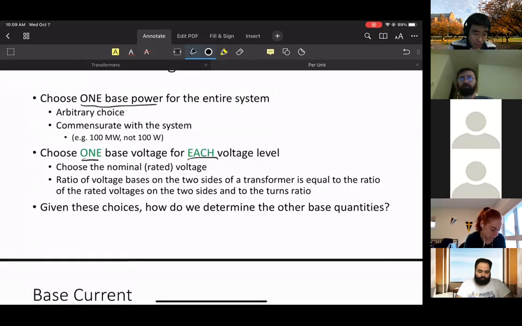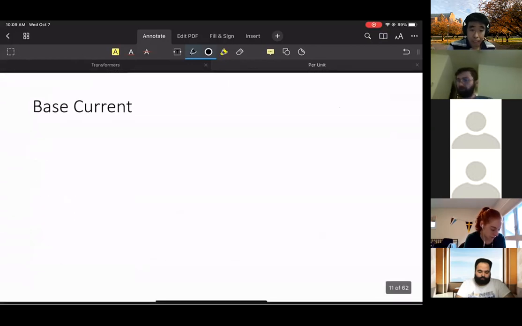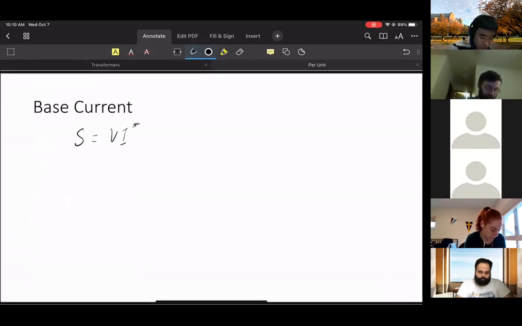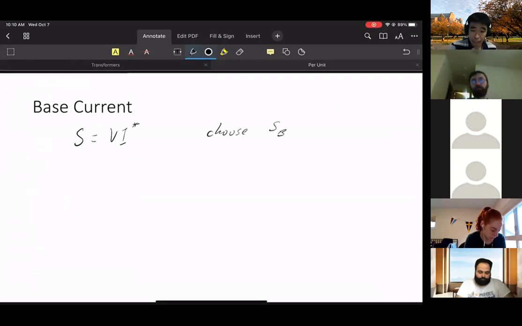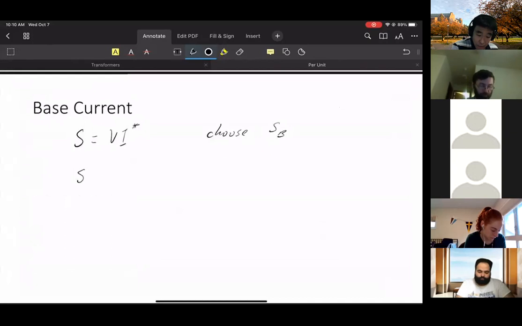So for example, how do we do base current? Let's think of what choice we have made: S equals V I star. We choose this base already. So what we have is the base as per unit. What we want is this equation holding in per unit terms. So you divide by the base unit.